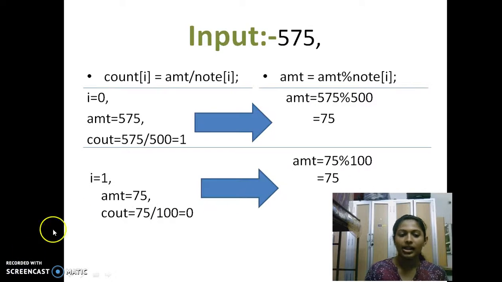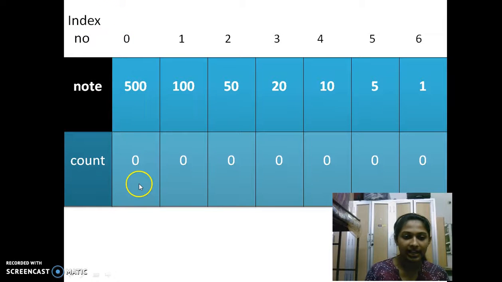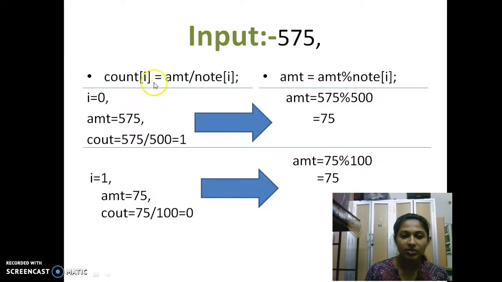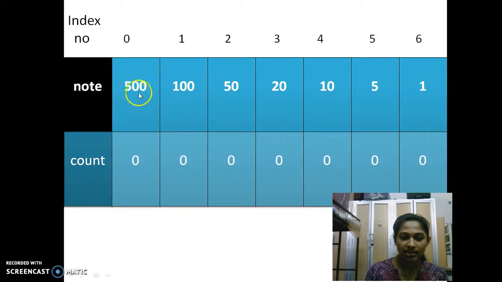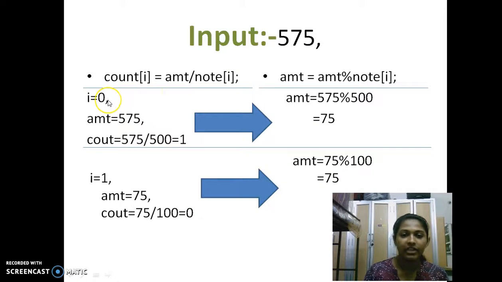Now I'll show you what the logic of the program is. First of all, as I took the earlier input, that is 575. Count at i is 0 always. Now, count at i is equal to amount divided by note at i. Note at i, first, is 500. When the loop runs for the first time, the value of i is 0. The amount provided by the user is 575. Count is 575 divided by note at i, that is 500, which will give me the value 1.